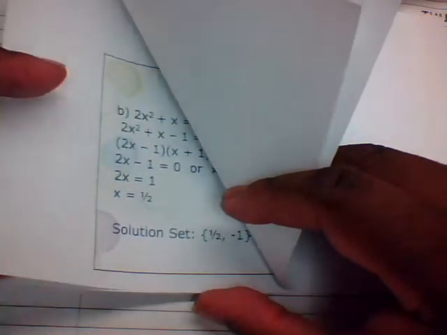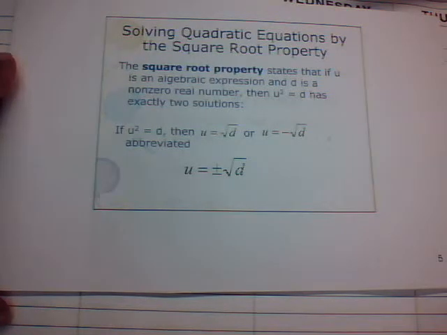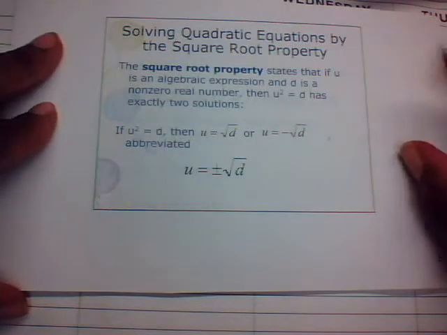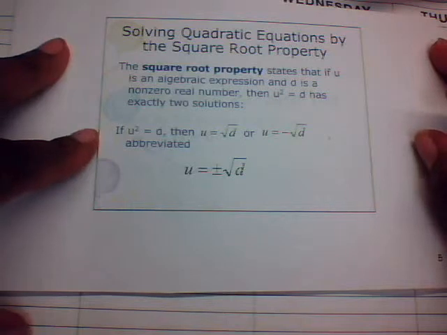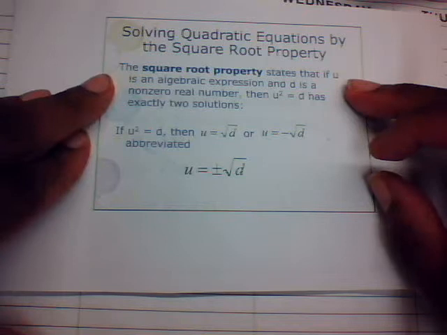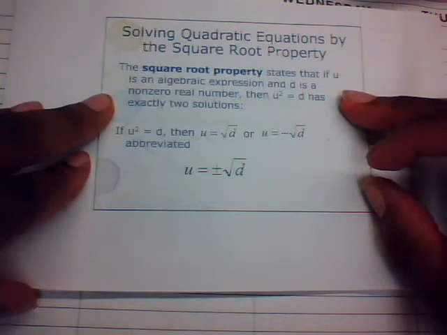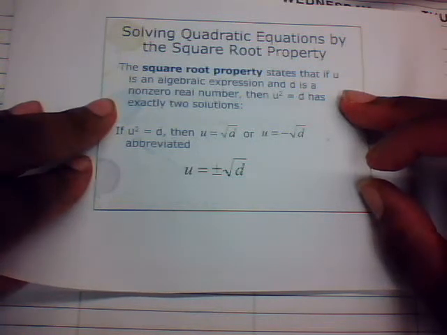Okay, now, so we talked about one particular method of solving a quadratic equation. Now let's look at another method, and that's the square root property. The square root property states this: if u, lowercase u, is an algebraic expression and d is a non-zero real number, then u squared equals d will have exactly two solutions.